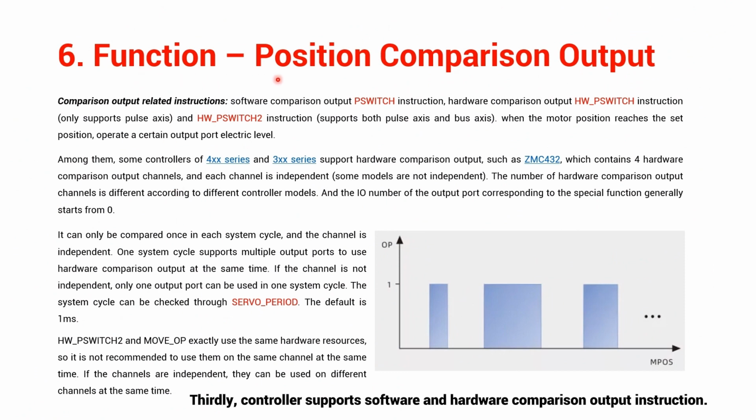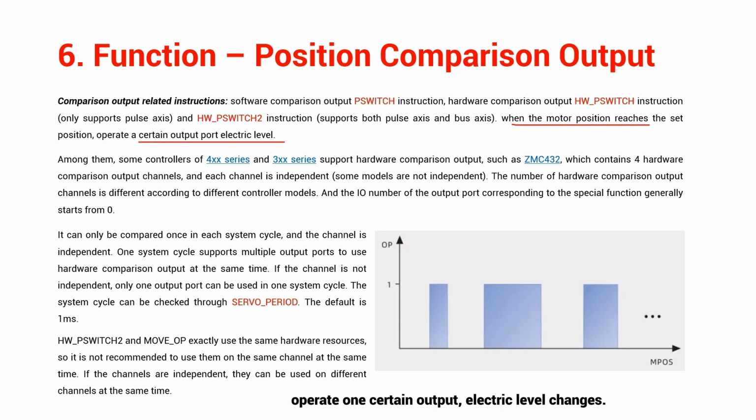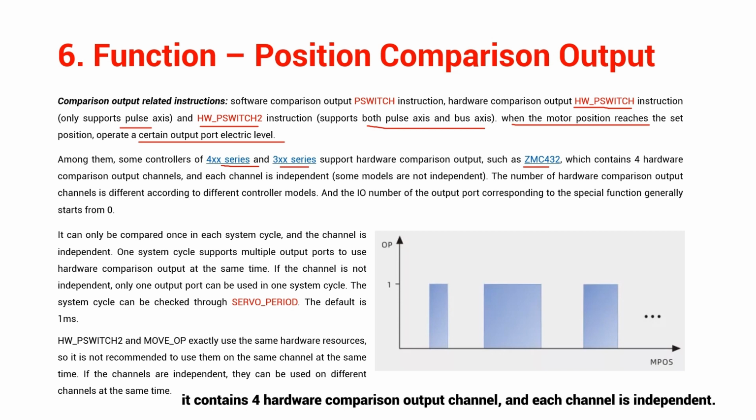Thirdly, the controller supports software comparison output instruction and hardware comparison output instruction. Hardware comparison output means when the motor position reaches the set comparison position, it operates one certain output and the electric level changes. And hardware has two kinds. One only supports pulse axis. Another supports both pulse axis and bus axis. What's more, it is valid in the MC4 series controller or above. For example, the MC432 contains 4 hardware comparison output channels, and each channel is independent.